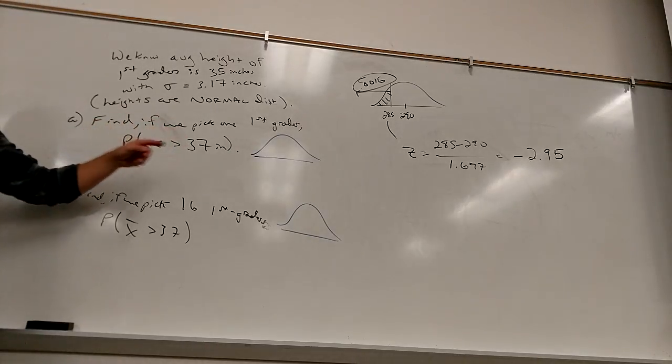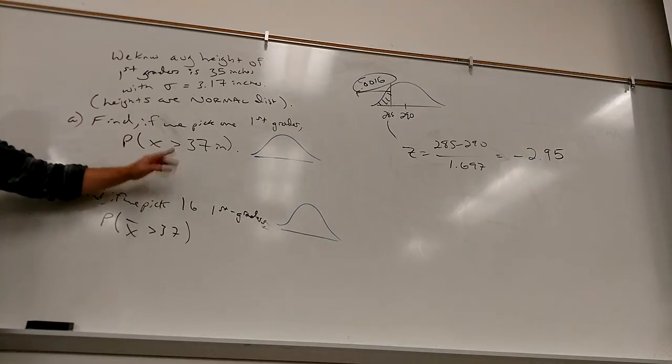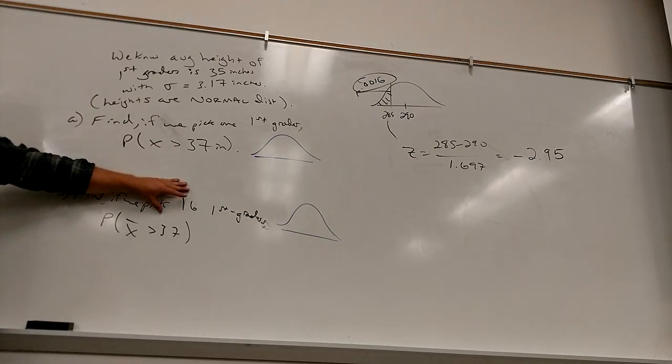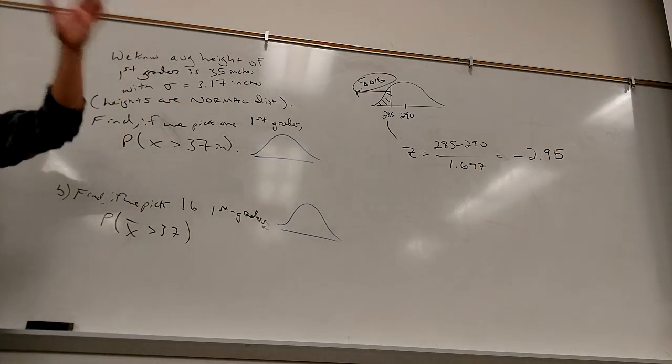1 is not bigger than 30, right? So why am I still allowed to do part A? Why am I still allowed to look up a probability for part A? Because I tell you it's normal. I don't need the sample size to save me. I already know it's normal.